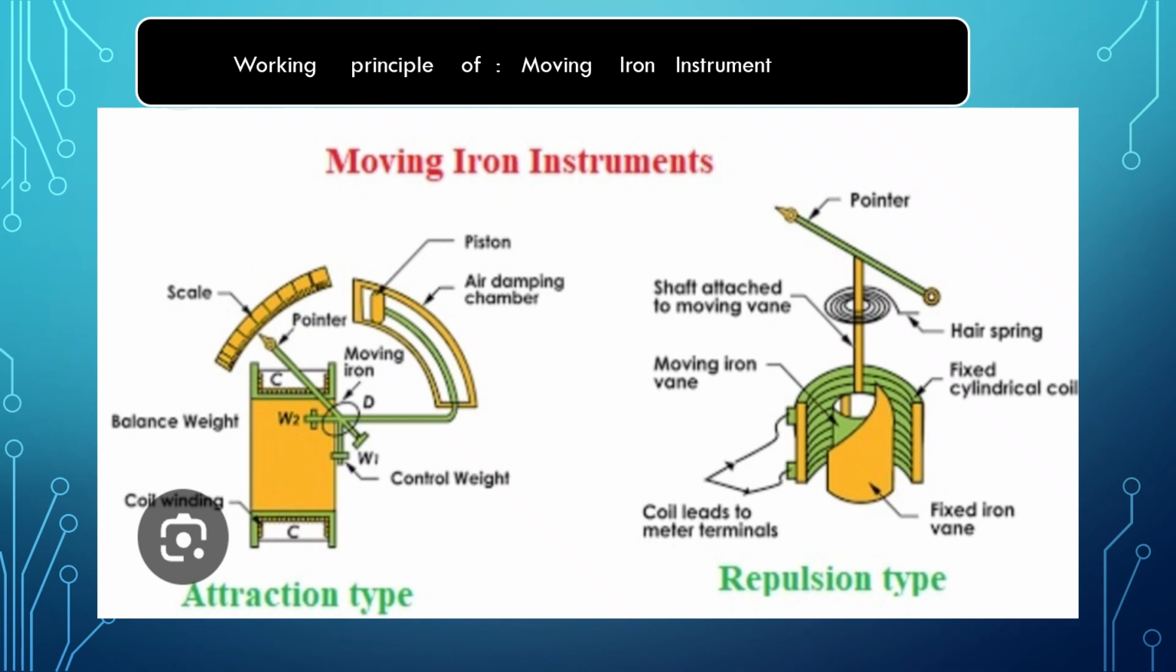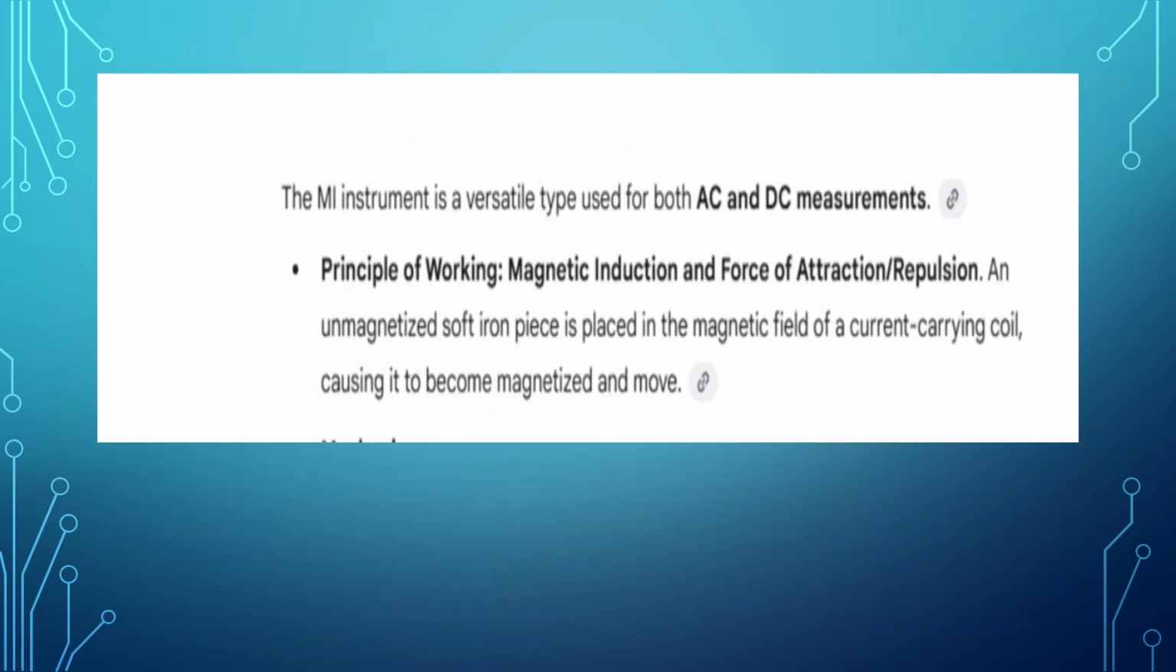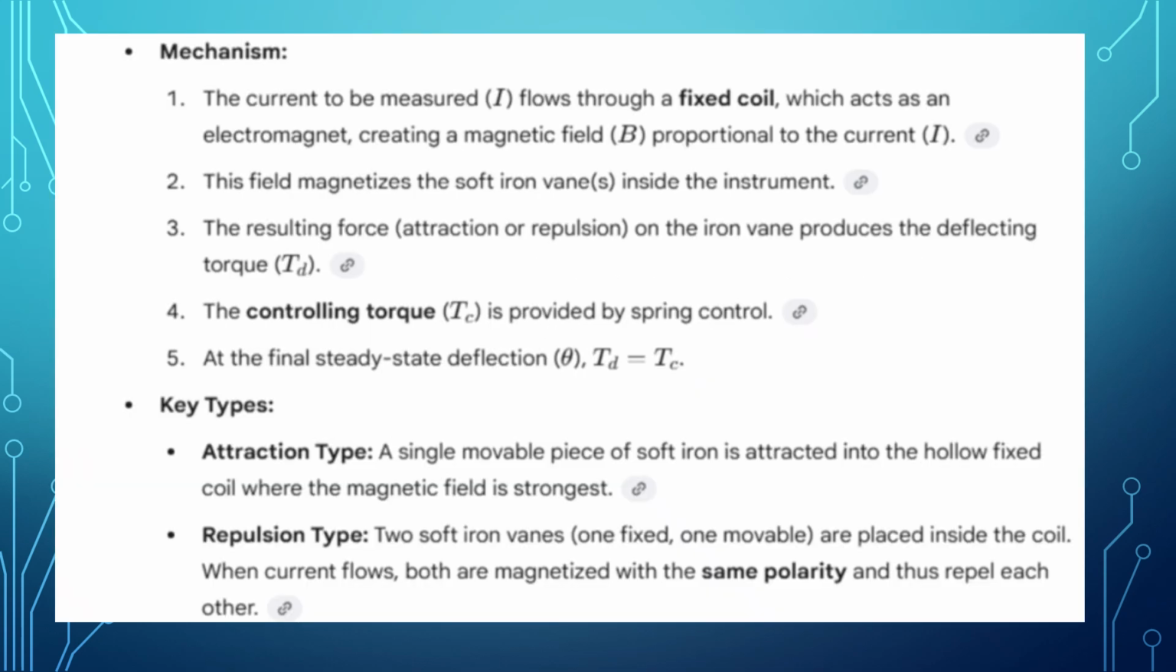Let us see the working principle of moving iron instruments. A moving iron instrument is a versatile type used for both AC and DC measurements. Principle of working: magnetic induction and a force of attraction or repulsion. An unmagnetized soft iron piece is placed in the magnetic field of a current carrying coil, causing it to be magnetized and to move. Let us see the mechanism.